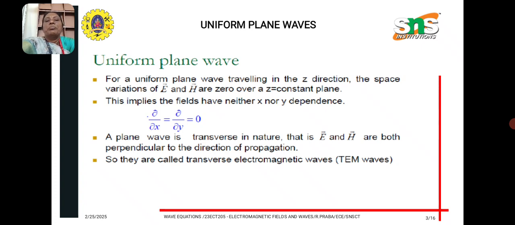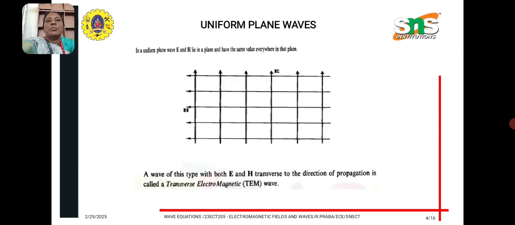And a plane wave is transverse in nature, that is, electric and magnetic fields are both perpendicular to the direction of propagation. So they are called transverse electromagnetic waves, simply called TEM waves. And this is the picture of a plane wave. Here, a wave of this type has electric and magnetic fields entirely transverse, perpendicular to the direction of propagation, and they are called transverse electromagnetic waves.